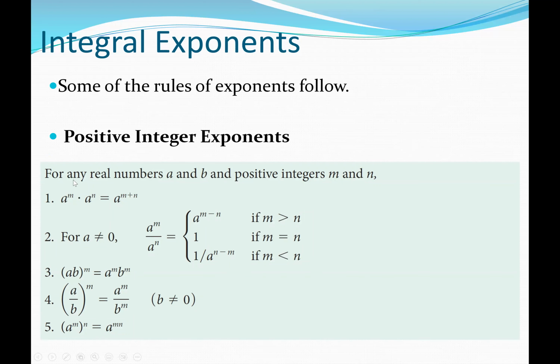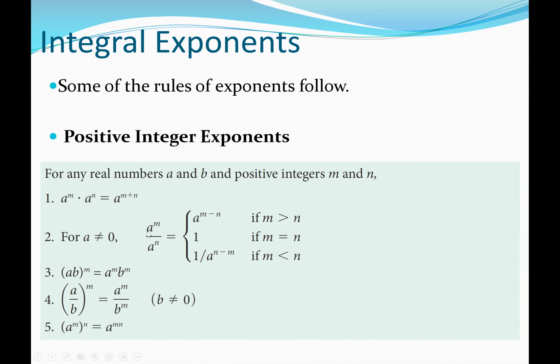So these are some of the properties. Let's go through the multiplication property first. Here, if we have a to the power m times a to the power n, the bases are the same, a and a. In this case, we are going to add the exponents. So the answer will be a to the power m plus n.